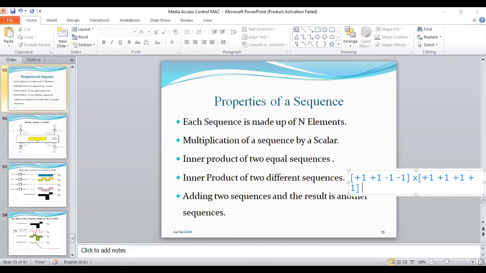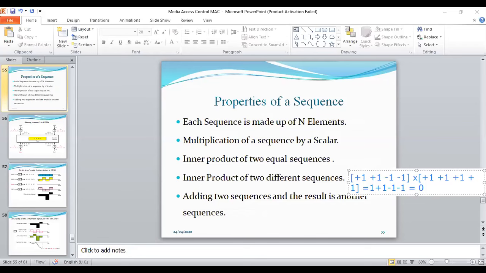What is the value you're supposed to get here? You'll get one more sequence, right? One multiplied by one, how much are you going to get? One. Then plus one multiplied by one again, you get plus one here. Then minus one multiplied by plus one, what is the result supposed to be? Minus one. Then again, the last elements, minus one multiplied by plus one, is minus one, right? What is the end result supposed to be? The end result is zero here.